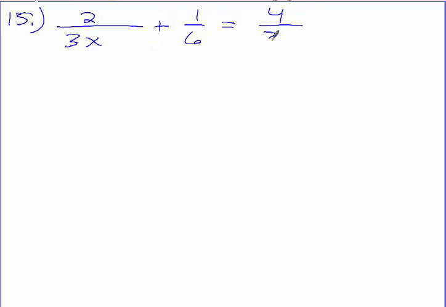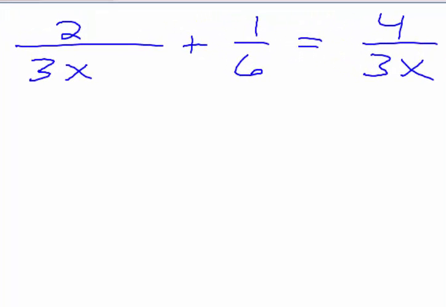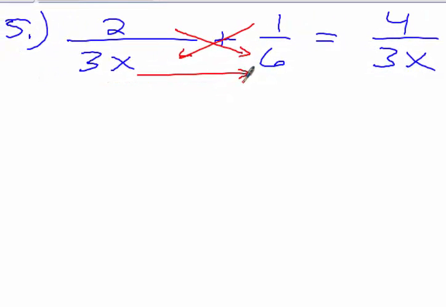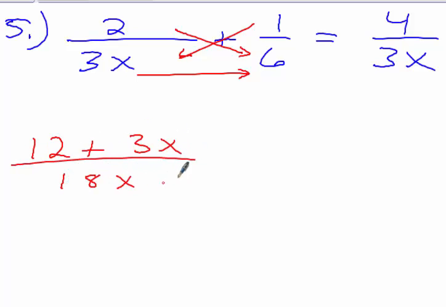So number 15, what's 15 say? 3x. All right, so do we have a single fraction on the left? No, so that's what we're going to be working toward, right? So I'm going to use the crisscross method. Like that. Multiply. Get your single fraction on the left. So 2 times 6 is 12, plus 3x all over 18x is equal to 4 over 3x.